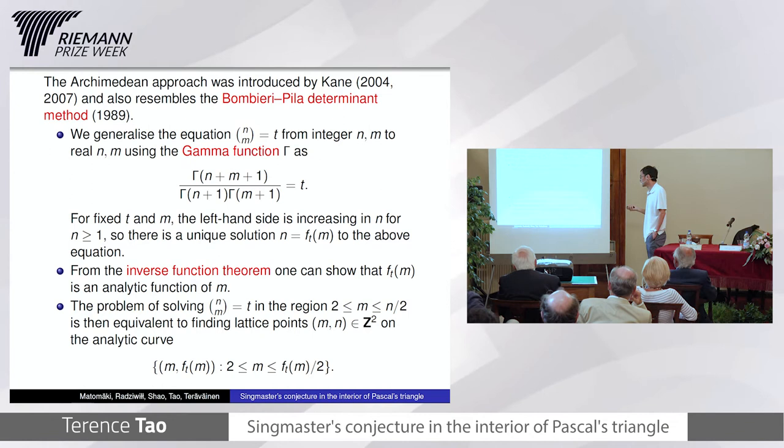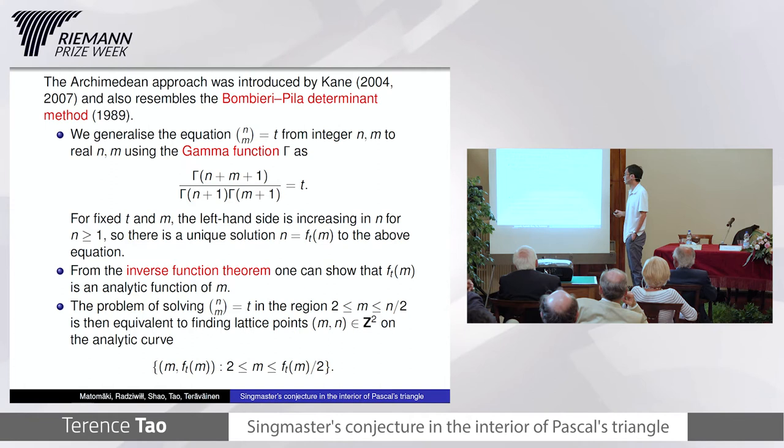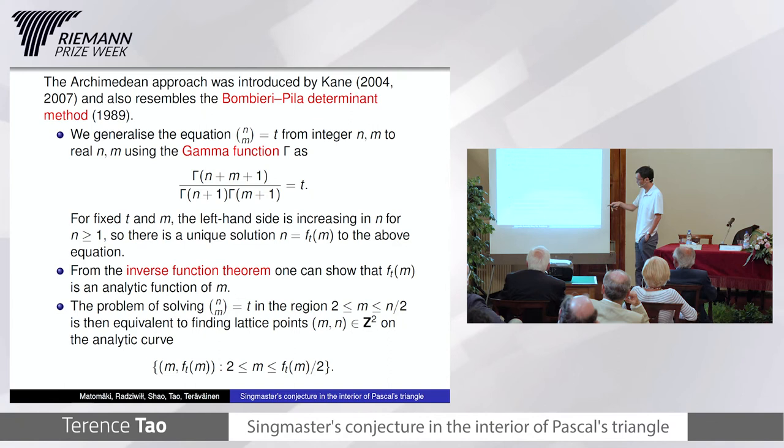The way you can think about this equation is that you are taking the graph of this funny function f sub t, and you're looking for lattice points. You're looking for points where m and f_t of m are both integers, and that will give you a solution in Pascal's triangle. So you can turn this problem into an analytic problem. You have some smooth transcendental curve, and you want to ask how many lattice points there are on this curve. This is a problem that's very well studied in number theory.